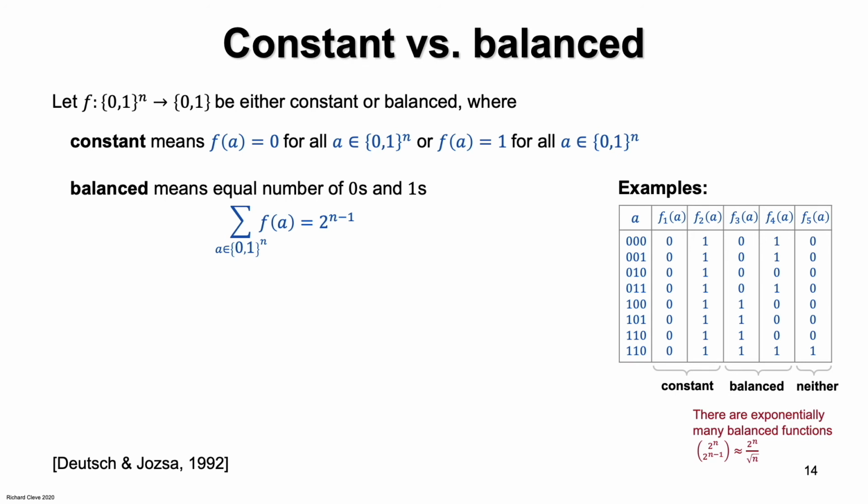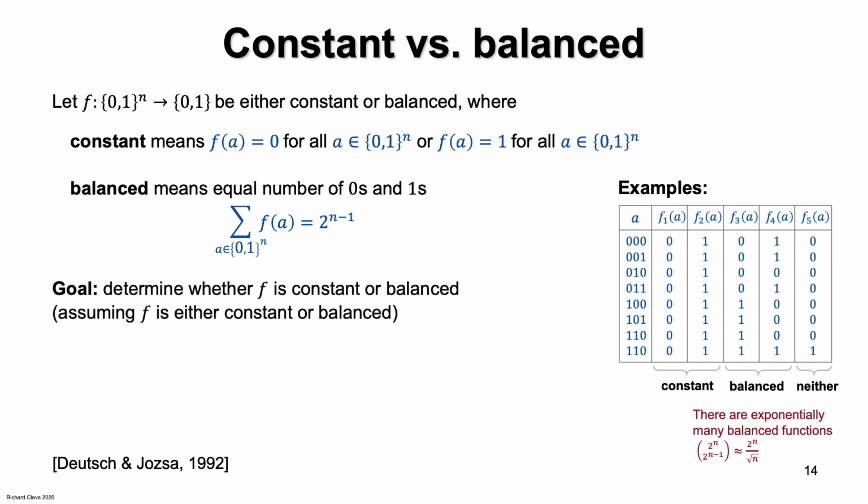For the constant versus balanced problem, we're given a black box computing a function that is promised to be either constant or balanced, but we're not told which one. Our goal is to figure out which of the 2 cases it is with as few queries to f as possible. First of all, how many queries do we need to solve this problem by a classical algorithm? You may pause the video to think about this.